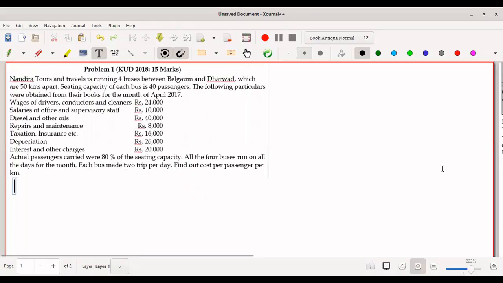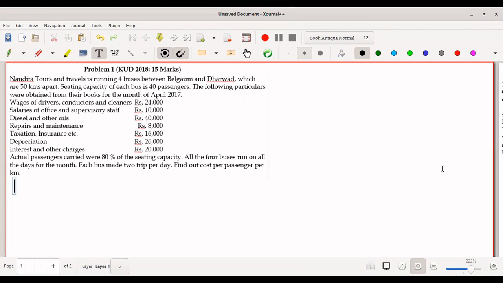Okay, students, let's solve this problem now. It was asked in Karnataka University, Dharwad in the year 2018 for 15 marks. Let's read out the question first. Nandita Tours and Travels is running four buses between Belgaum and Dharwad, which are 50 kilometers apart. Seating capacity of each bus is 40 passengers. The following particulars were obtained from their books for the month of April 2017.